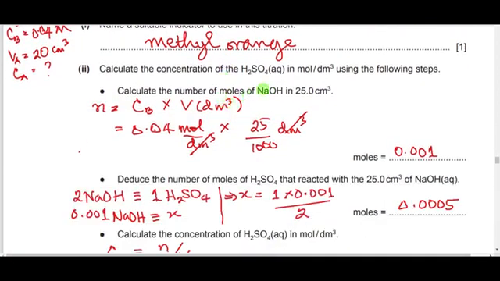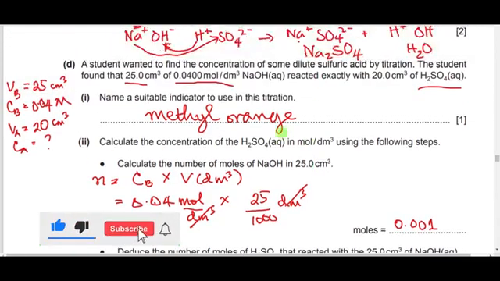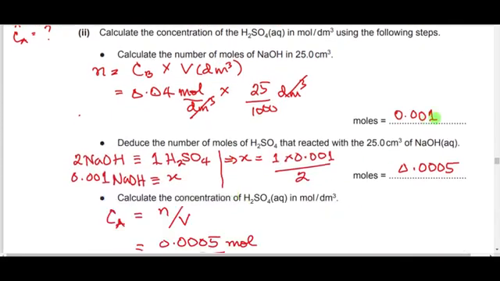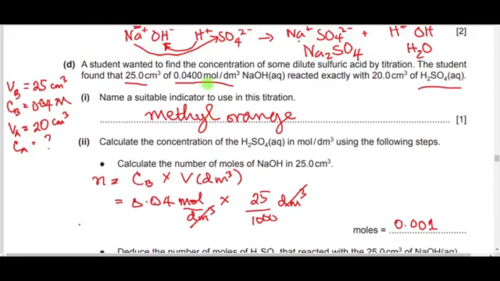Then from there, using the concentration of the base, in this case the base is the standard solution, using the concentration and the volume of the base, we calculate the number of moles of the base that reacted, which is 0.001 mole. This formula is used to calculate the number of moles of a substance in a solution. So it's concentration times volume in dm cube. The concentration of the base is 0.04 moles per dm cube, as given in the question.